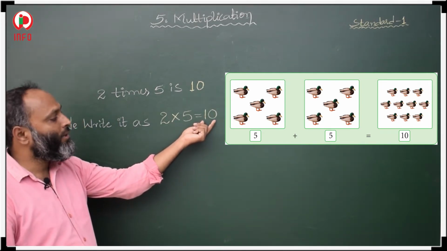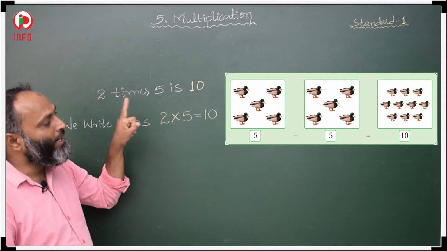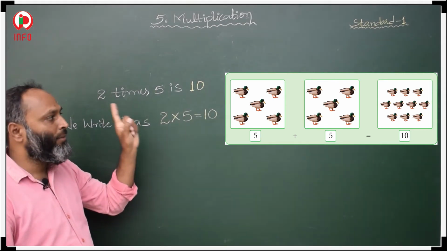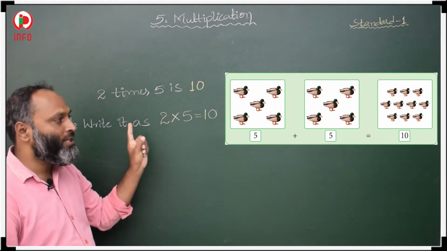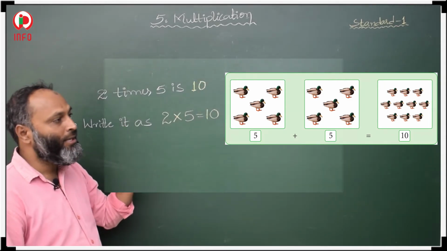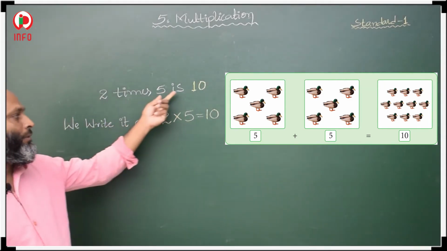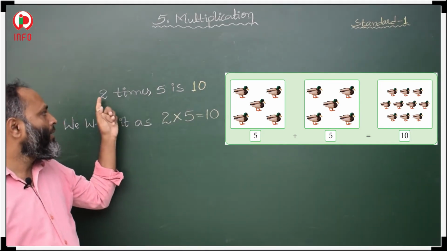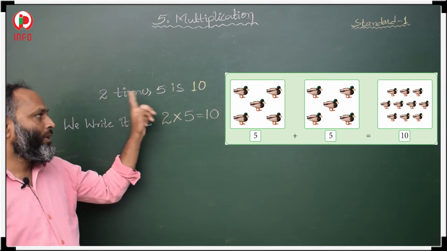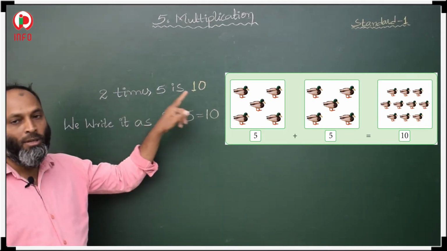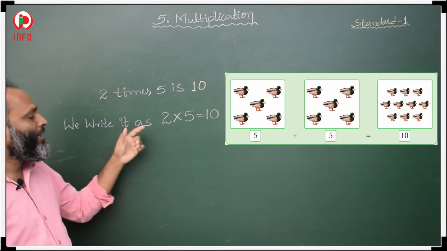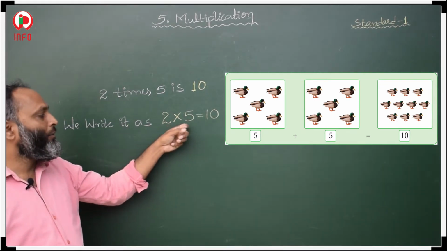This is called the product. This is repeated addition: 5 plus 5. We are adding an equal number of ducks. That is why it is repeated addition. Here, 2 times 5 is 10. How can we write it in words? 2 times 5 ducks is nothing but total 10 ducks. Mathematically, 2 into 5.